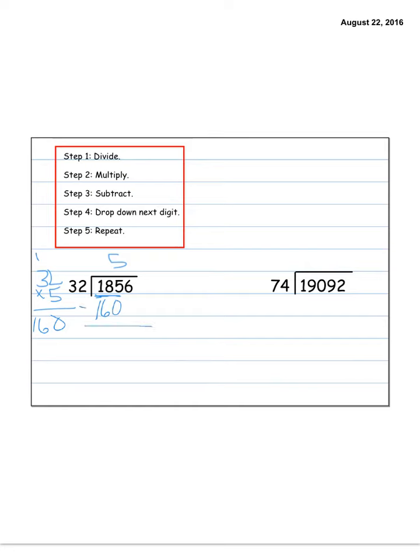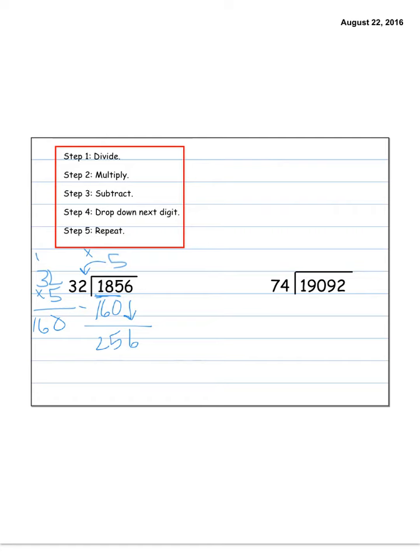Okay, so we did step 1, we divided, saw how many times it fit in. Then step 2, we multiplied. Now step 3 is where we subtract. So we take 185 minus 160. So 5 minus 0 equals 5. 8 minus 6 is 2. 1 minus 1 is 0. So now we bring down the 6. We brought down the next digit. Step 5 says to repeat, so we go back to the top.